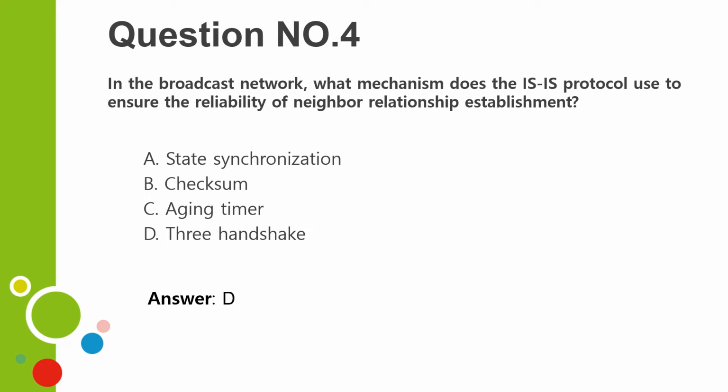Question number 4. In the broadcast network, what mechanism does the IS-IS protocol use to ensure the reliability of neighbor relationship establishment? A. State synchronization. B. Checksum. C. Aging timer. D. 3 handshake. Answer D.